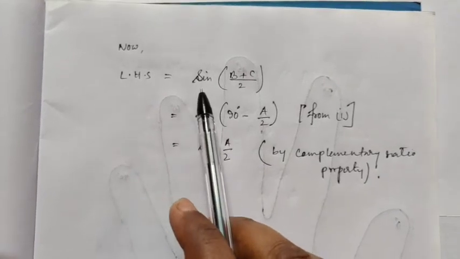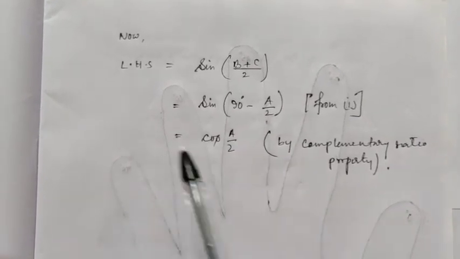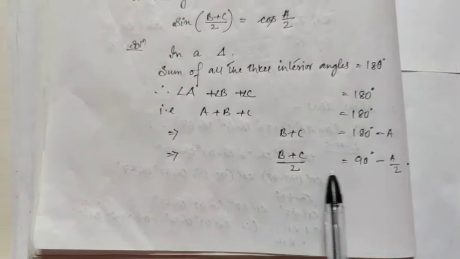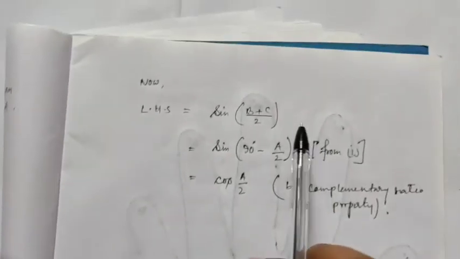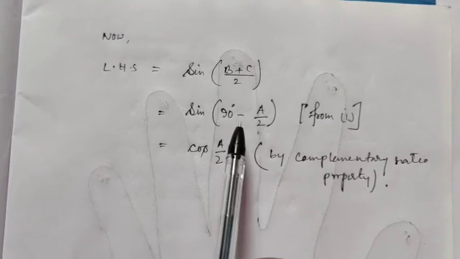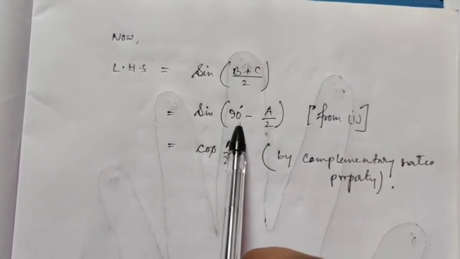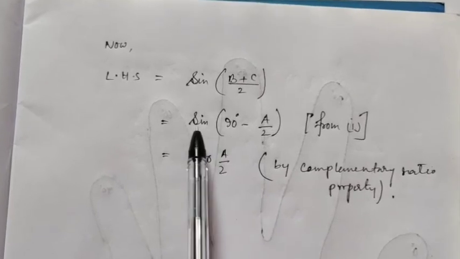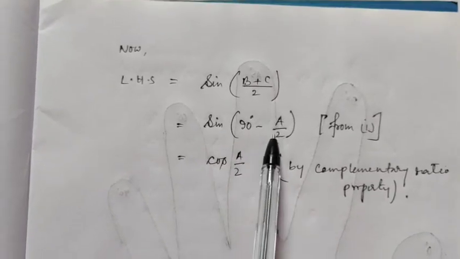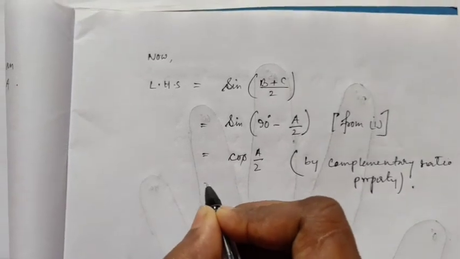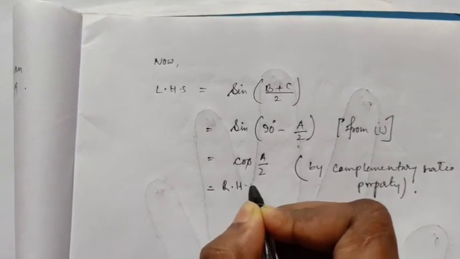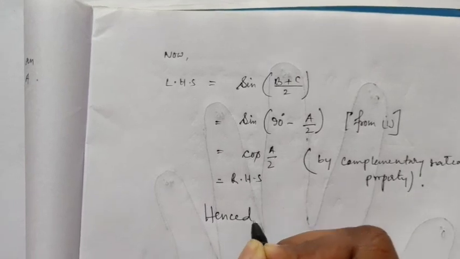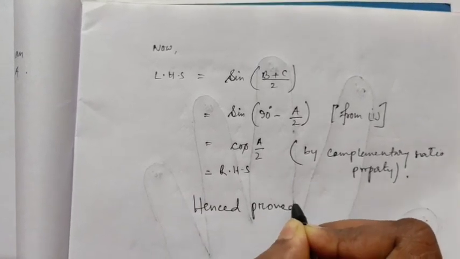Next, now we will take LHS, sine (b plus c) by 2, okay, which is given. Now in place of (b plus c) by 2, from this equation what can you write? 90 minus a by 2. See, 90 minus a by 2. Now 90 minus a by 2 means what? This is a complementary angle. We can use the complement angle. Now what is the complement angle of sine? Cos. So cos a by 2, which is equal to RHS, hence proved. Thank you.